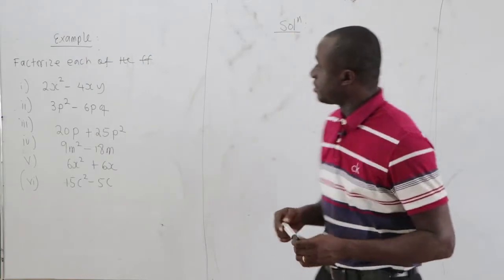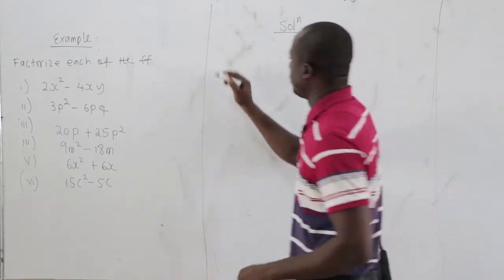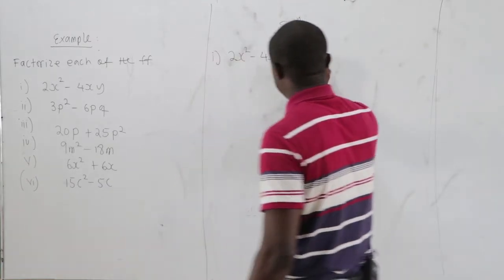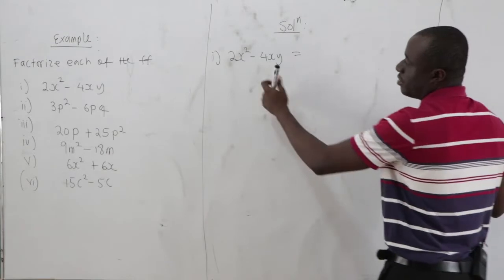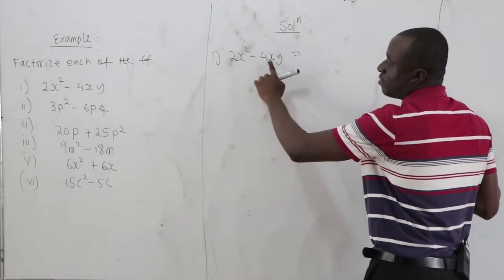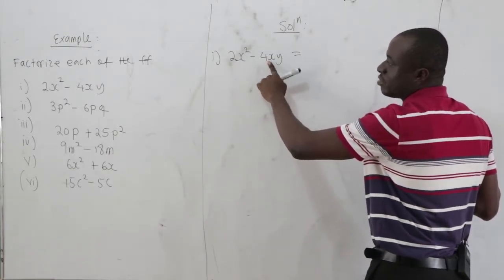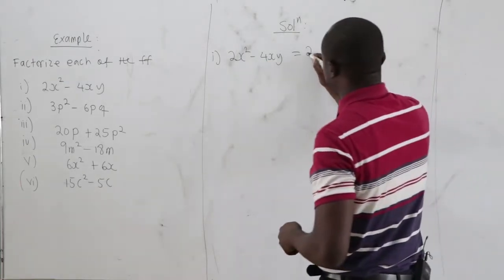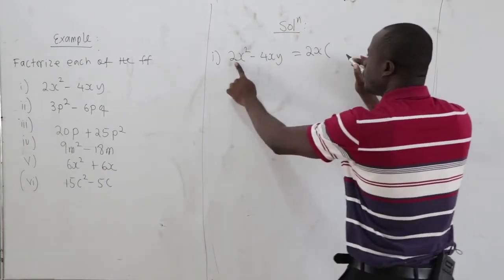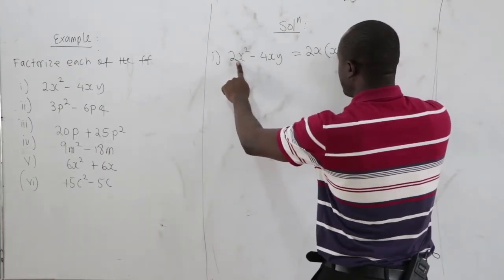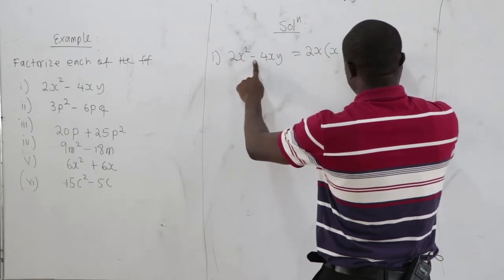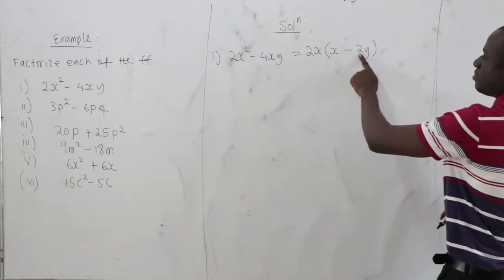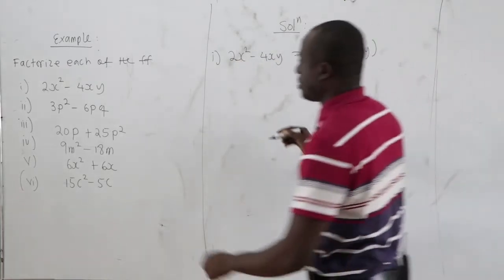Now let's consider this example. Factorize each of the following. We have our first one, 2x squared minus 4xy. In this question, we can express this as 2x times x. We can also get 2 times 2x over here. So 2x is common. We can factorize 2x out. So you can bring 2x out. And then what do you think will be left here? We have x squared, so we have only x here, minus 2y. Now let's multiply: 2x times x, that is 2x squared. 2x times 2y, that is 4xy.